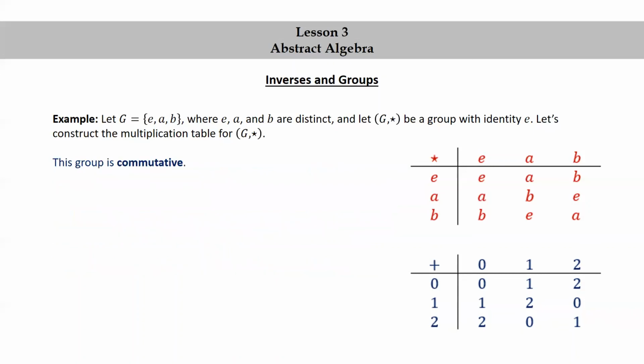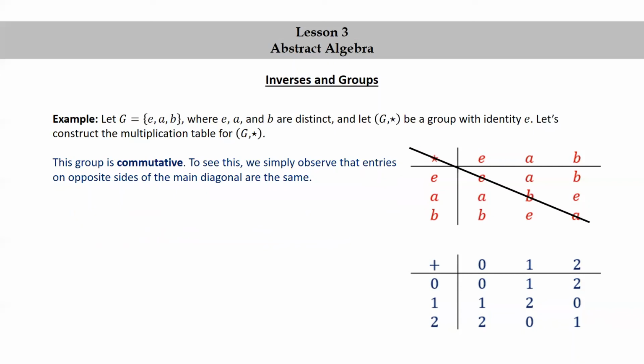This group is commutative. To see this, we simply observe that entries on opposite sides of the main diagonal are the same.